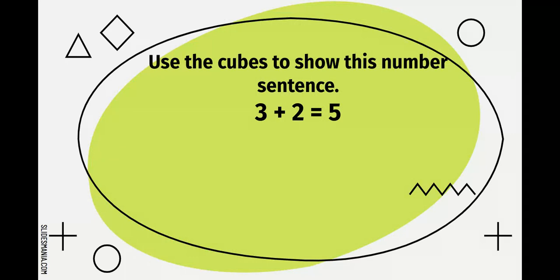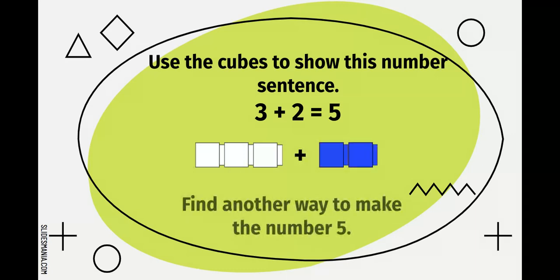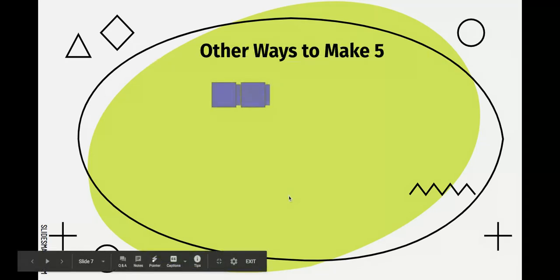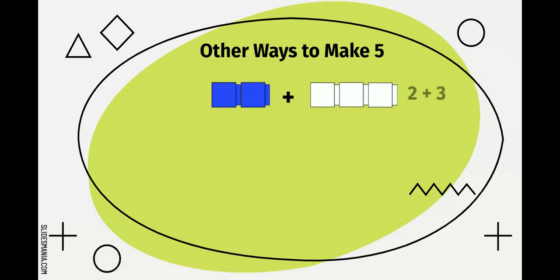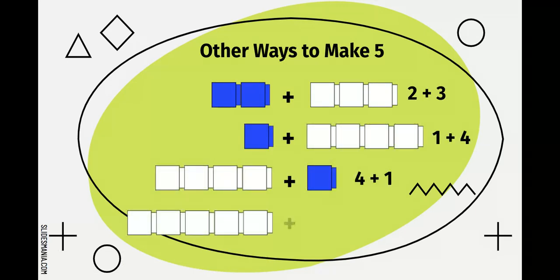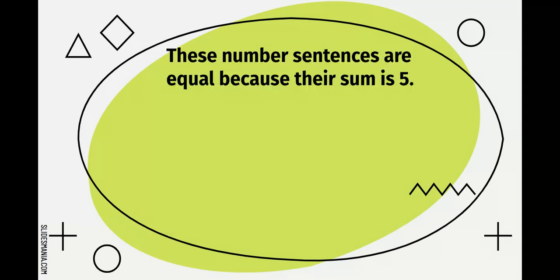Okay, so let's use cubes to show this number sentence. 3 plus 2 equals 5. So there's 3 cubes plus 2 more cubes. All right, and then all together this gives us 5 cubes. So let's find another way to make the number 5. We can do 2 plus 3. We can do 1 plus 4. We can do 4 plus 1. We can do 5 plus 0. Okay? All of these are different ways to make 5 besides just doing 3 plus 2.